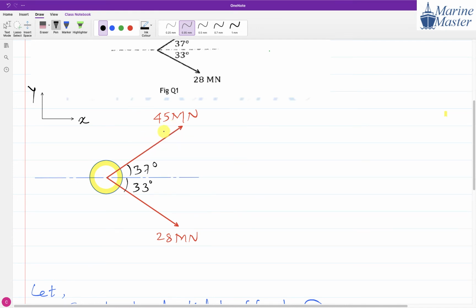This is 45 meganewton. Is it in x direction or y direction? Neither in x nor in y. So what are we going to do? We are going to take out the components of 45 meganewton. And how are we going to take a component?